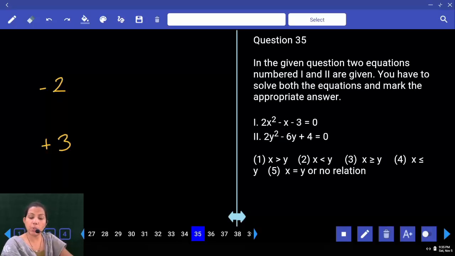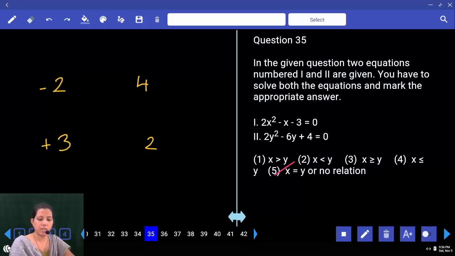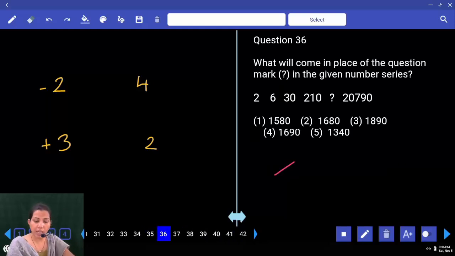Next 2y square minus 6y plus 4 is equal to 0. Both are positive roots only, 4 and 2. Minus 2 and minus 2 is less than 4 and 2, but 3 is less than 4 but greater than 2. So again no relation, fifth option. Next 36 to 40 number series.